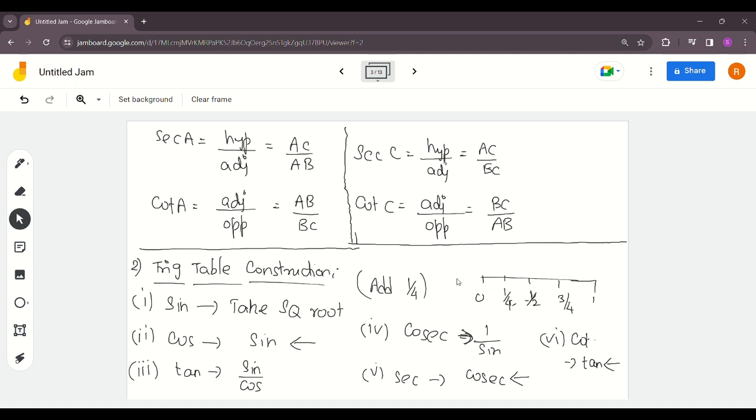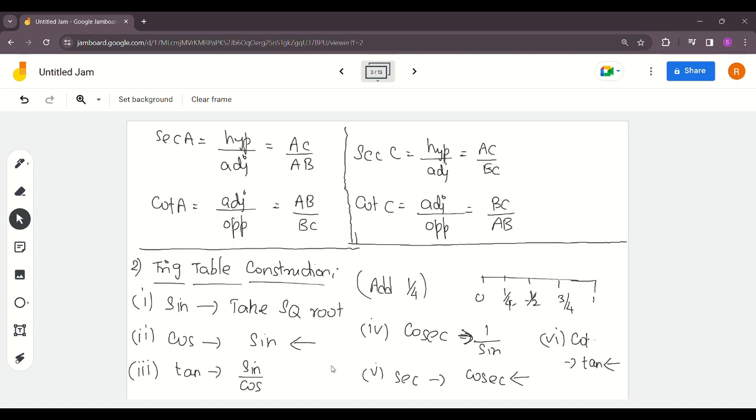I have added 1 by 4 units to each. So if I add 1 by 4 units, 0 plus 1 by 4 will be 1 by 4. 1 by 4 plus 1 by 4 is 2 by 4, which is half. Half plus 1 by 4 is 3 by 4. And 3 by 4 plus 1 by 4 is nothing but 1. So we have got 1. So from 0 to 1, you just have to add 1 by 4 units. This should be the first step.